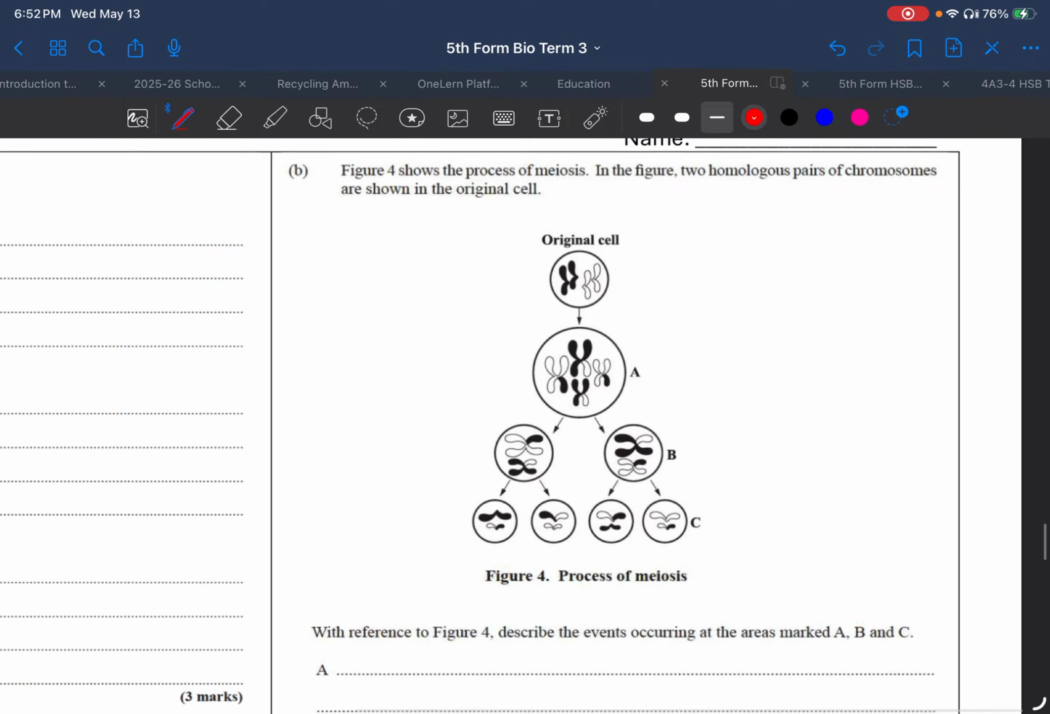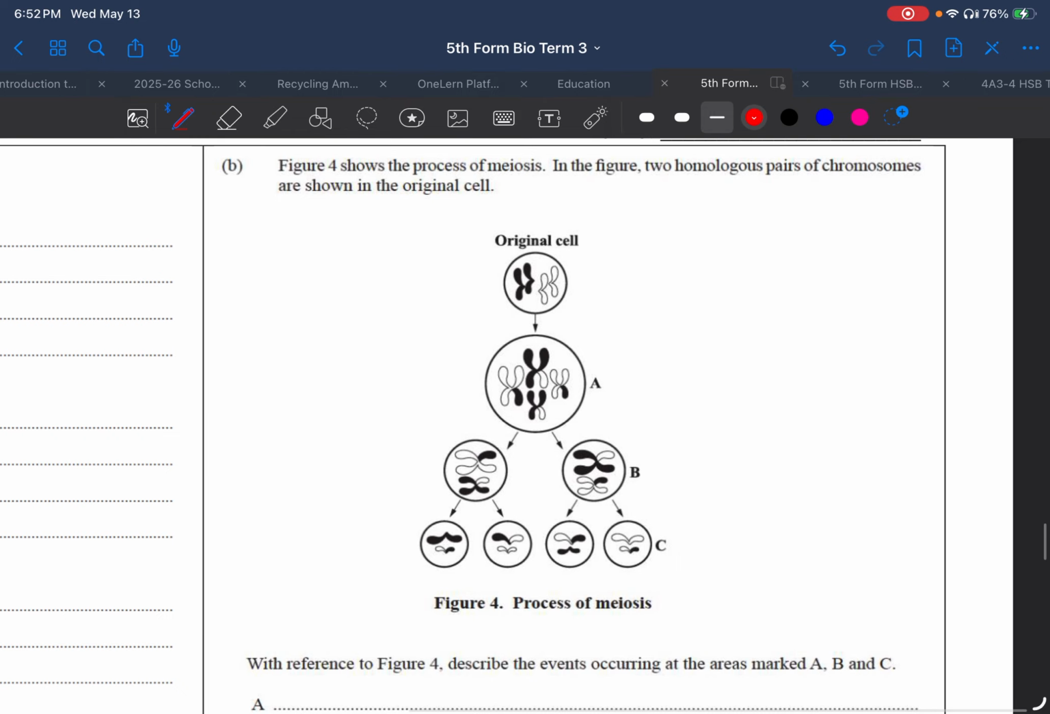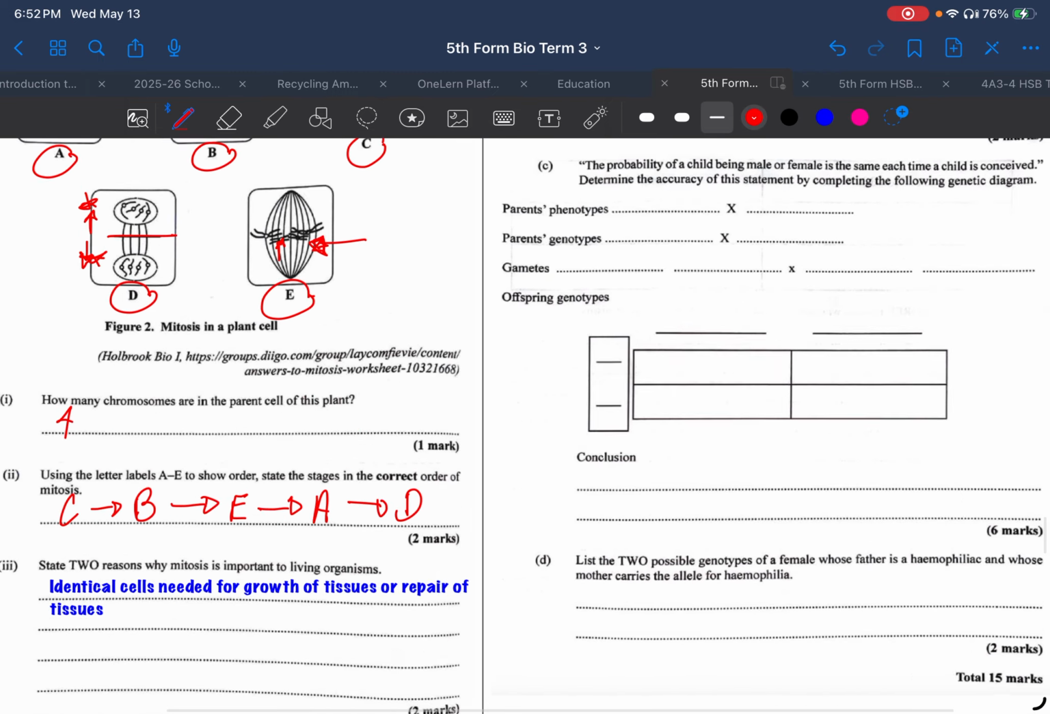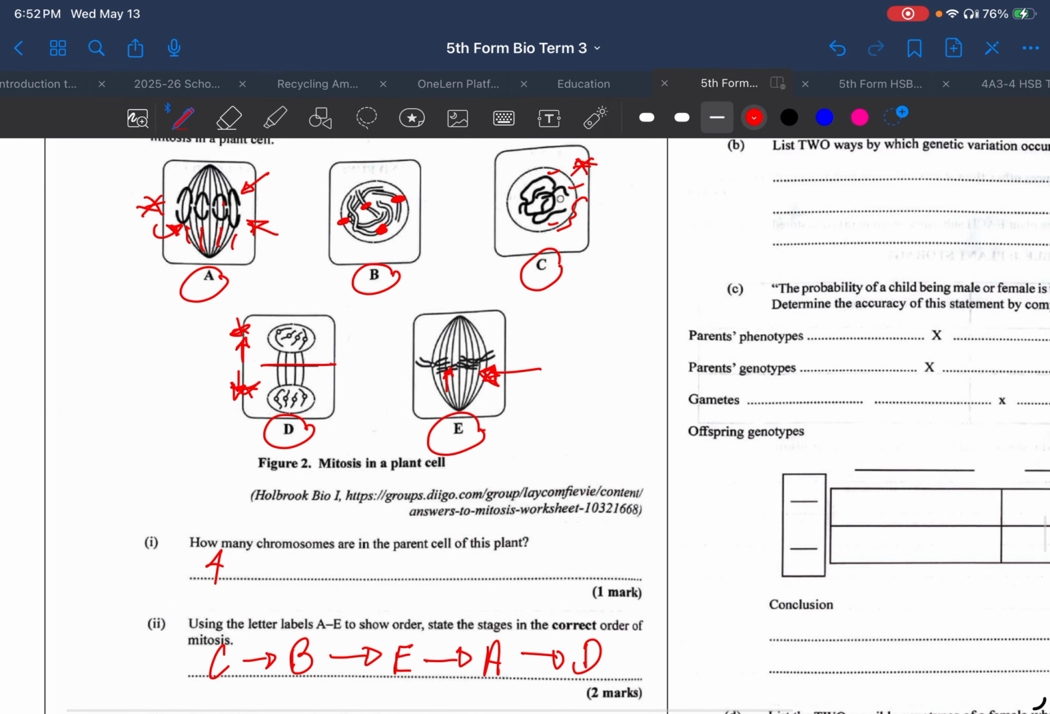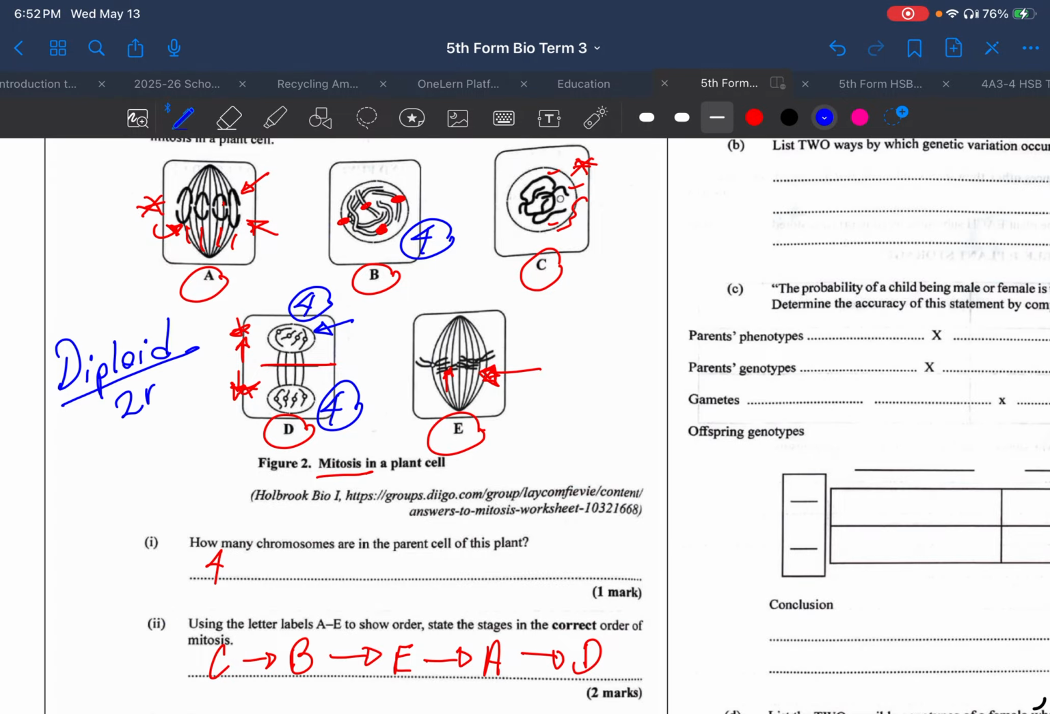Now let's look over here. Figure 4 shows the process of meiosis. So the one above here was mitosis. How do we know? Well, it says so. But also, we started out with 4 chromosomes, and as we count here, we ended up with 4 chromosomes in each daughter cell. So all of them ended up with the diploid number or the 2n number.